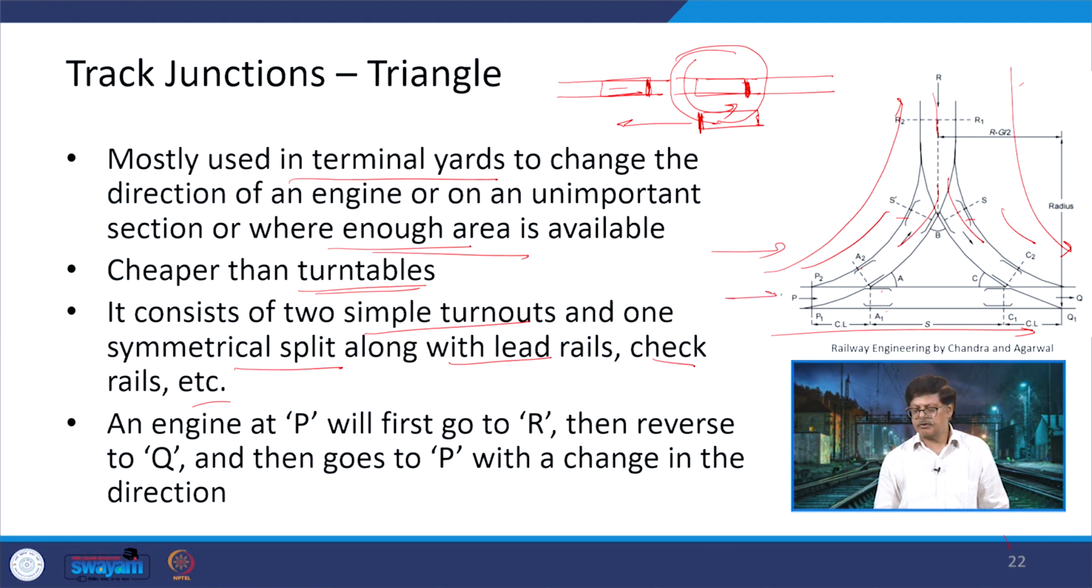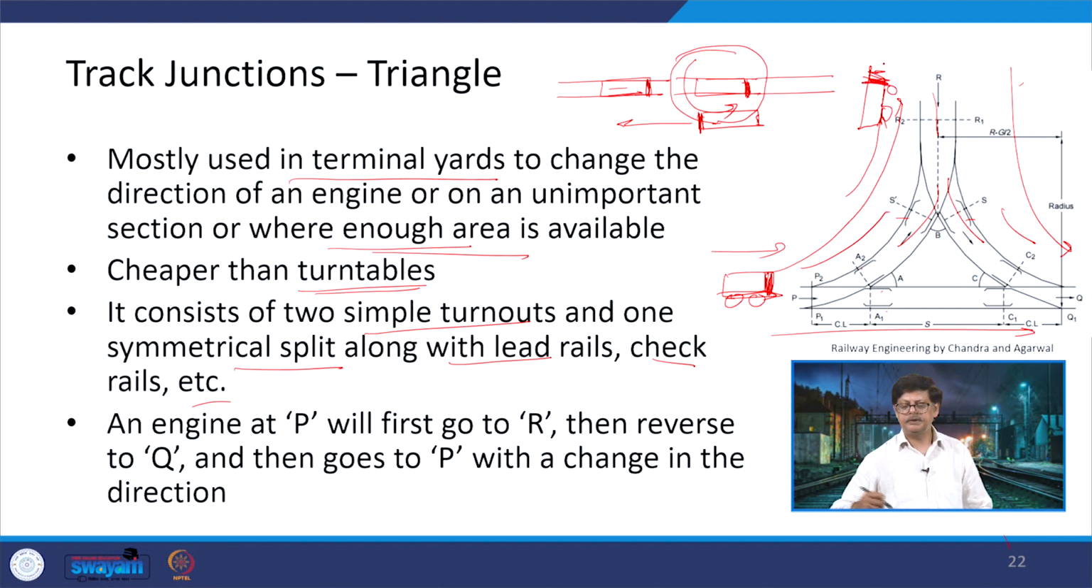Now, in terms of changing the direction, what is happening? You are coming, say, from the P side, you want to change the direction of the locomotive. So, what you need to do? You have to go towards R. So, you are coming from this direction and that is the front side. So, you are going this way. So, now your direction will be in this form.